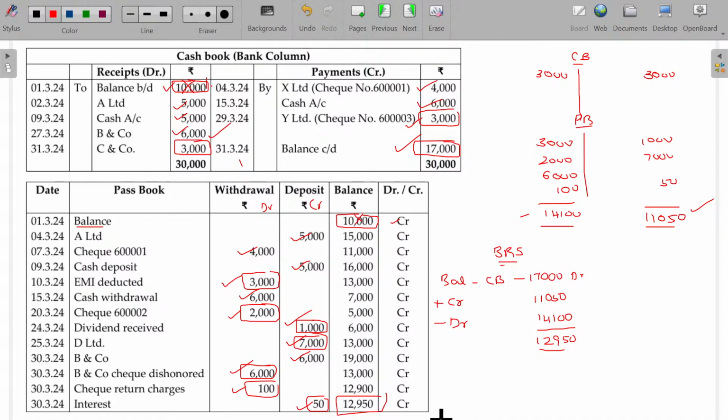Are you getting this value or not? You are not getting, right? What's the value you are getting? 1,000 rupees difference is there. If you are not able to find out, then cross verify whether the totals are correct. Totals. This total, what about this total? 30,000, right? What about the total of this one?